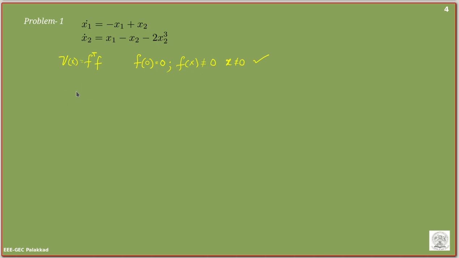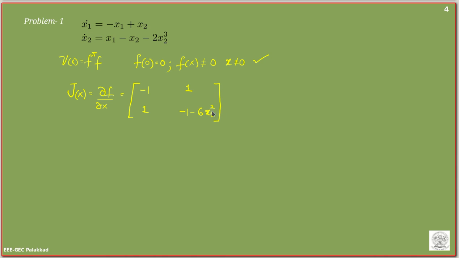So what is the Jacobian of the system? You can do that; you need not wait for me to do it, so you can start doing it. So del f by del x is something like this: minus 1, 1, 1, minus 1 minus 6 x2 squared.